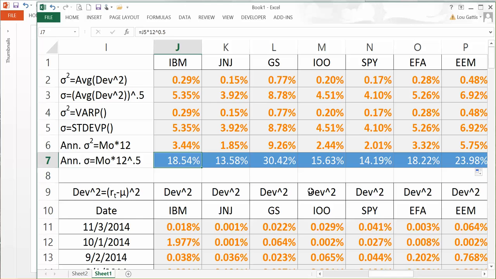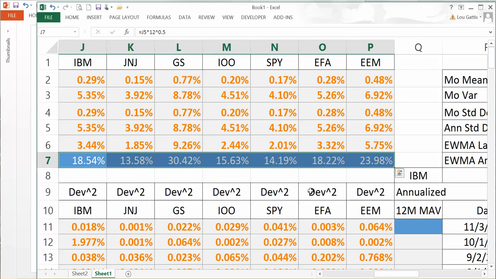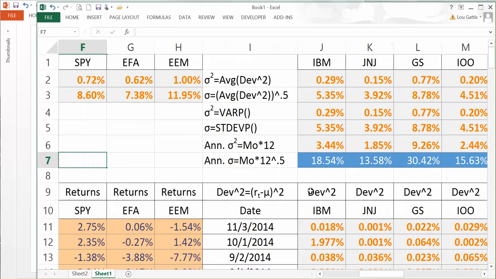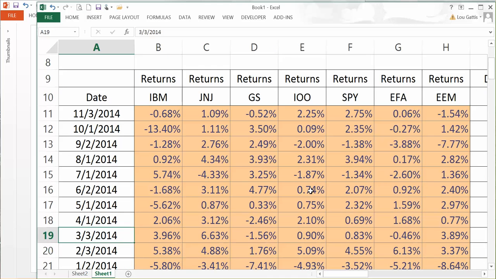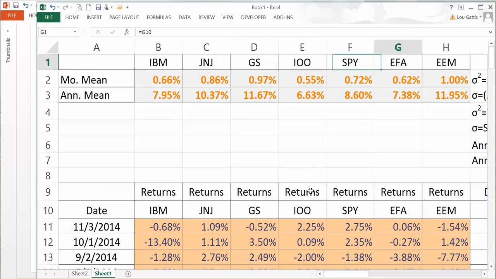So these are my full 130-month standard deviations on monthly returns that have been annualized. And now you can say, okay, Goldman Sachs is clearly the riskiest asset over that period. You know, it was just hard to look at this or look at histograms, so we have this measure of dispersion.